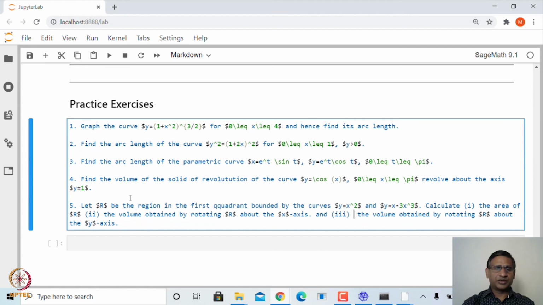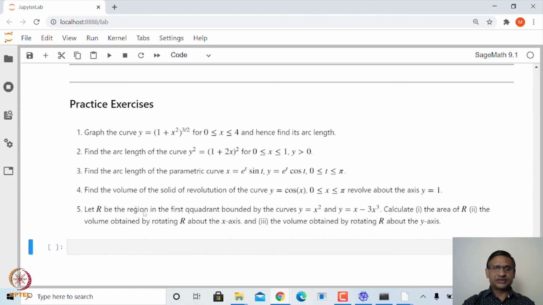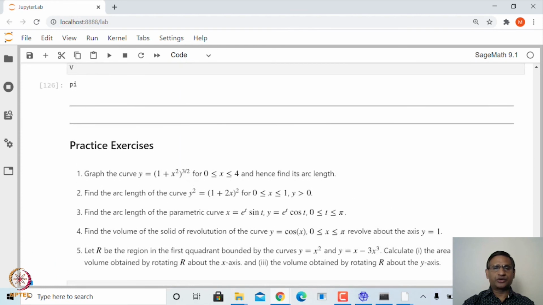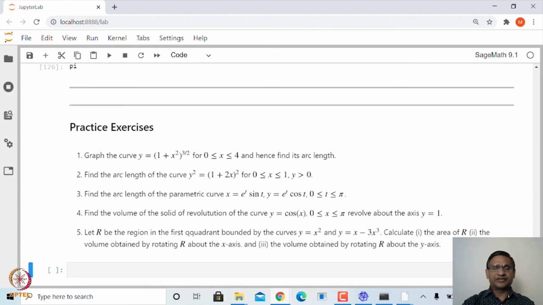So, these are a few practice problems. I will see you in the next lecture, where we will look at maybe one or two more applications, and then we will move on to multivariable calculus.